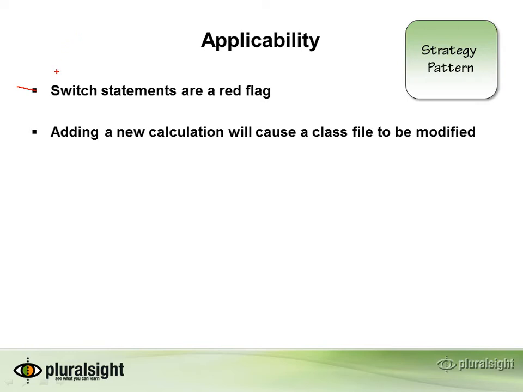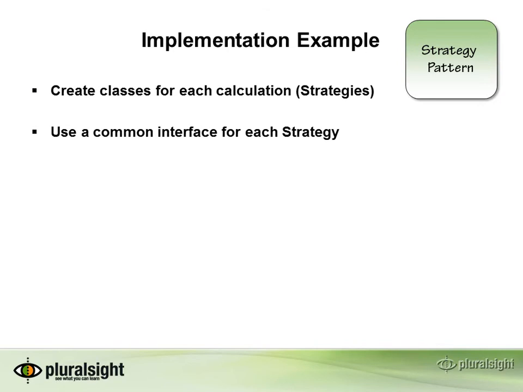Also, we know that adding a new calculation, like one for DHL, will cause our class file to be modified. And we've already said that we want our open-close principle intact. So these are good indicators that we might want to look at an alternative. The alternative that we have implemented is an example that creates classes for each type of calculation we want to perform and uses a common interface for each one of those calculations so that they might be shared by the calculator class. Let's see how this looks in a classic UML model.